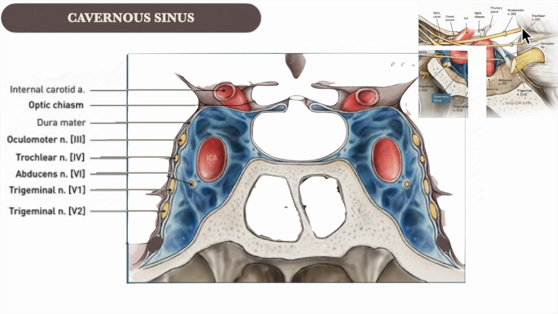These three structures, the oculomotor, trochlear and the ophthalmic division of the trigeminal nerve, all have to enter into the superior orbital fissure. Then the maxillary division is in the middle; it leaves the cavernous sinus and enters into the foramen rotundum. The mandibular portion does not form the lateral wall of the sinus; it leaves the cranial cavity through the foramen ovale. So these are all the important structures you should know along with the cavernous sinus.